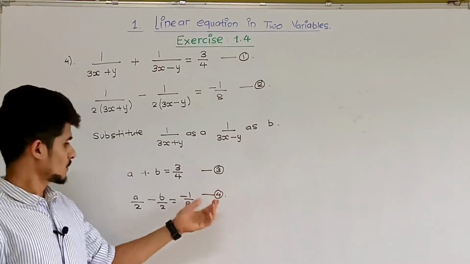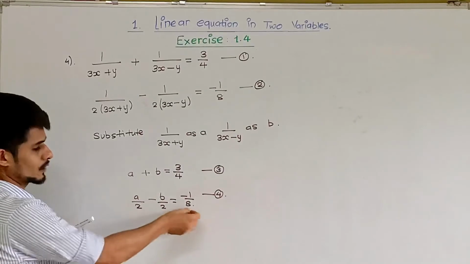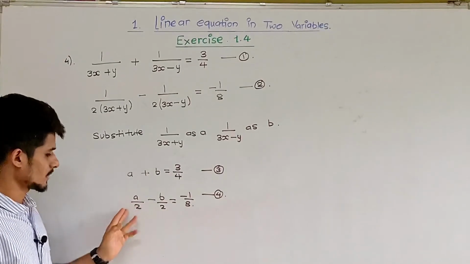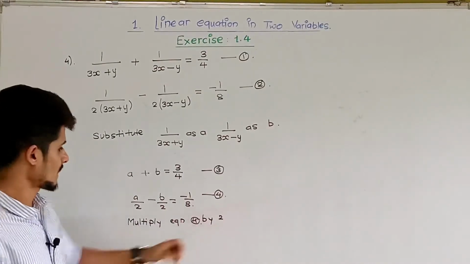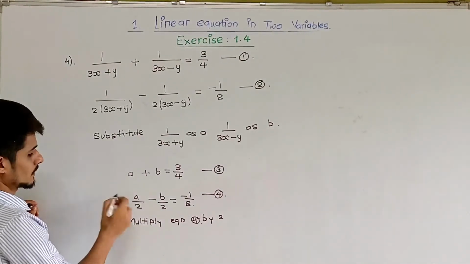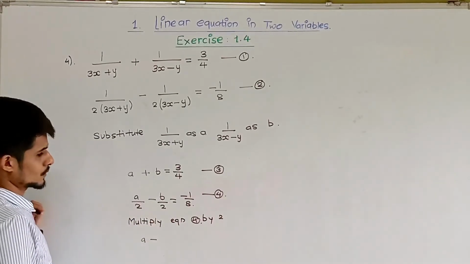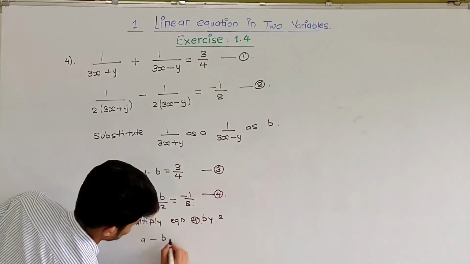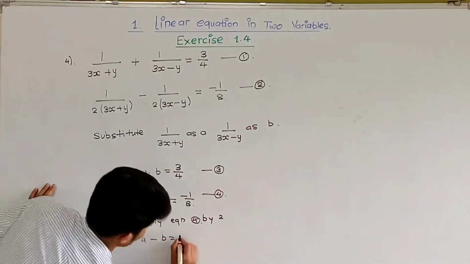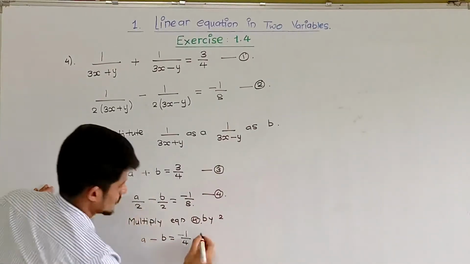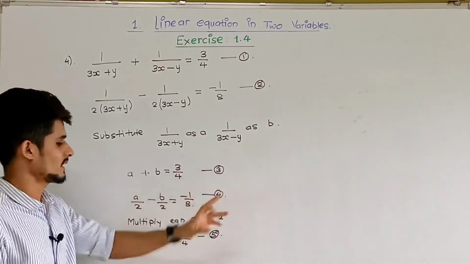We will multiply equation 4 by 2 because as you can see 2 is in the denominators, so if we multiply, the 2s will cancel and the denominator will go away. Multiply equation 4 by 2. 2 into a by 2 is a, similarly 2 into b by 2 is b, and 2 into minus 1 by 8, 2 1s are 2, 2 4s are 8, that is minus 1 by 4. This is equation 5.